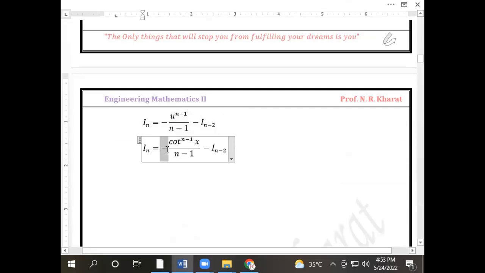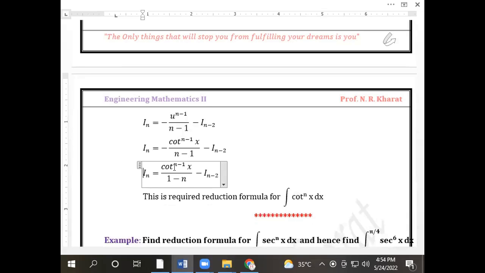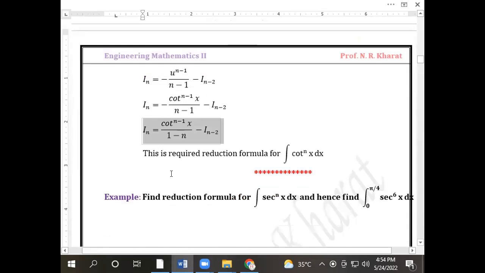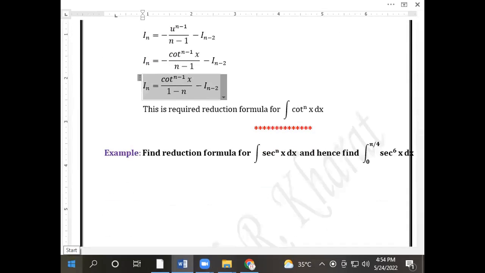We get the reduction formula for cot raised to n. We are multiplying this minus sign into n minus 1, so the sign gets changed. So we get the reduction formula for cot raised to n: cot raised to n minus 1 of x divided by 1 minus n, minus I of n minus 2, which is the reduction formula for cot.